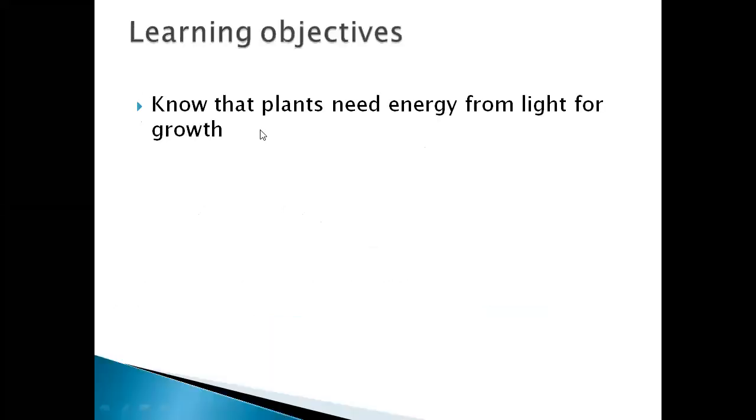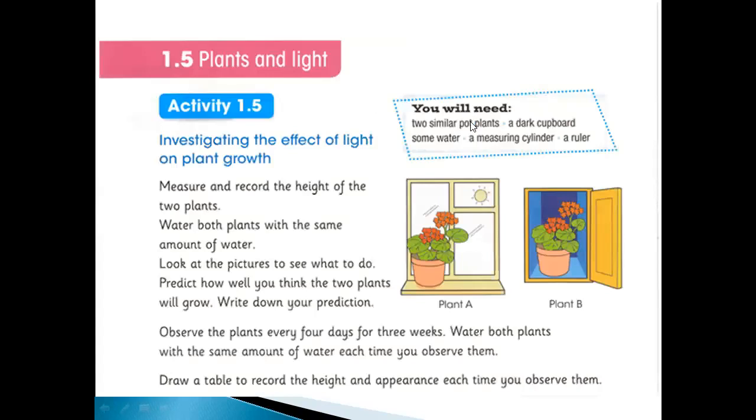So first of all, the learning objective. Today you learn in the class to know that plants need energy from light for growth. Plants need energy from light. We will discuss light today. For this you have an activity on page number 14 from your learner book. So kindly check from there.